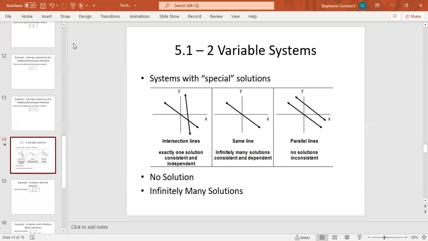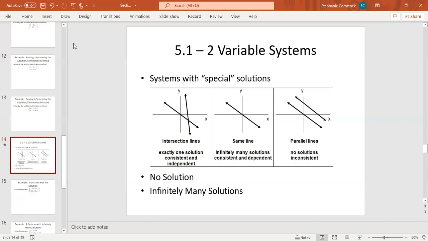Now, the third option is that the two equations represent lines that run parallel to each other. Since we know that parallel lines never cross each other, there's never going to be a solution. So there would be no solution to this. It would be inconsistent because there are no answers. But this would also be considered independent because we do still have those two separate lines.